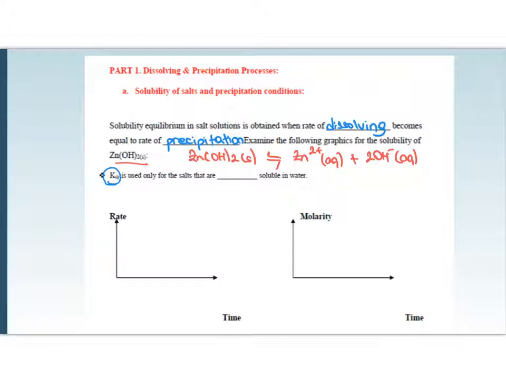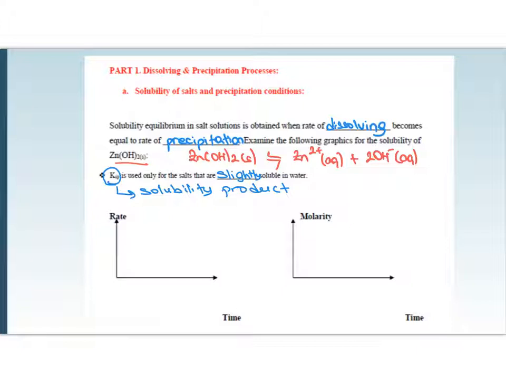KSP is used only for the salts that are slightly soluble in water. So what is the meaning of KSP? This is the solubility product. Again, in fact, this is an equilibrium constant, and for an equilibrium constant of a physical change, the same things are valid. What were these things? You were not taking the solids and the liquids, you were taking only the aqueous and gas forms. But in this topic, you're going to have only the aqueous forms because it's about dissolving in water.